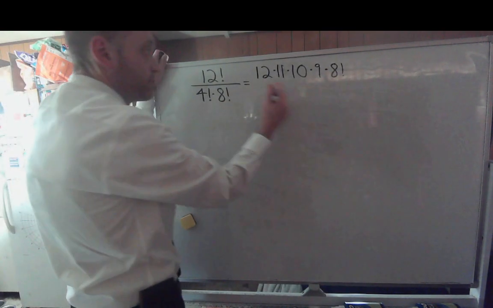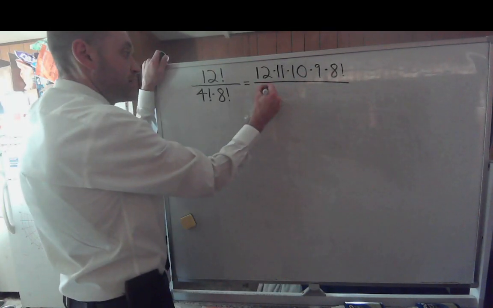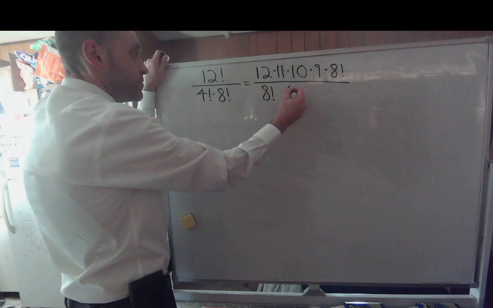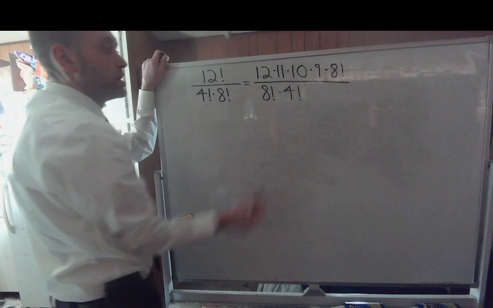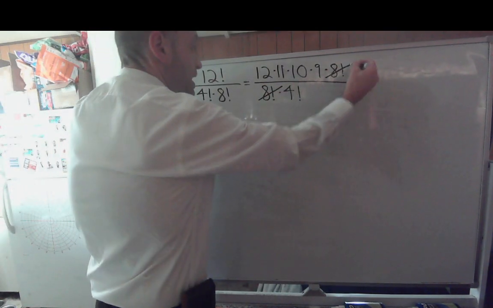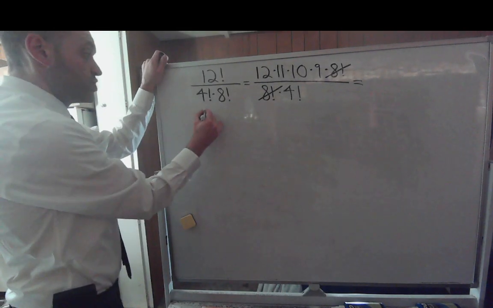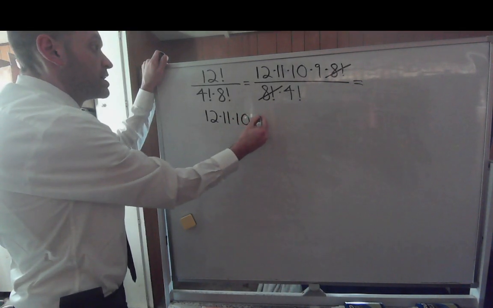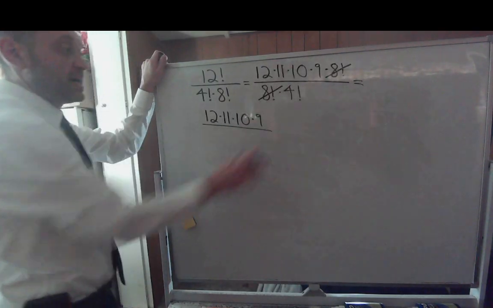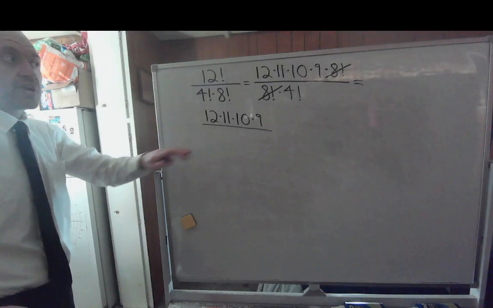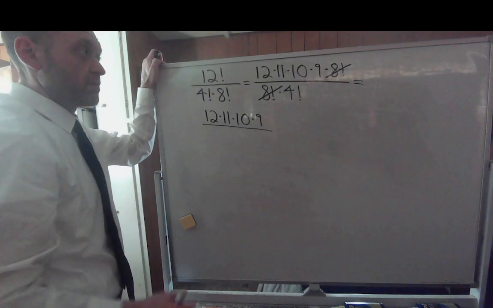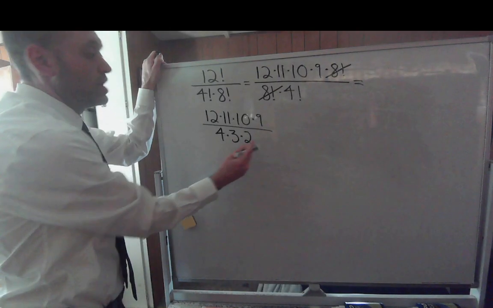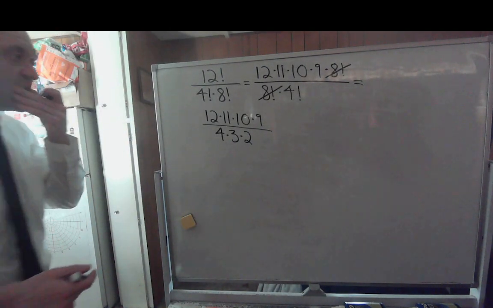8 factorial is a much simpler way to write this, divided by your 8 factorial times your 4 factorial. Alright? Well, notice your 8 factorials will cancel out. What you have now is 12 times 11 times 10 times 9, and it stops there because the 8 factorials are gone, but you still have this 4 factorial to deal with. Well, what is 4 factorial? That's the same thing as 4 times 3 times 2, and there's an implied 1 there. We don't really need to write the 1.